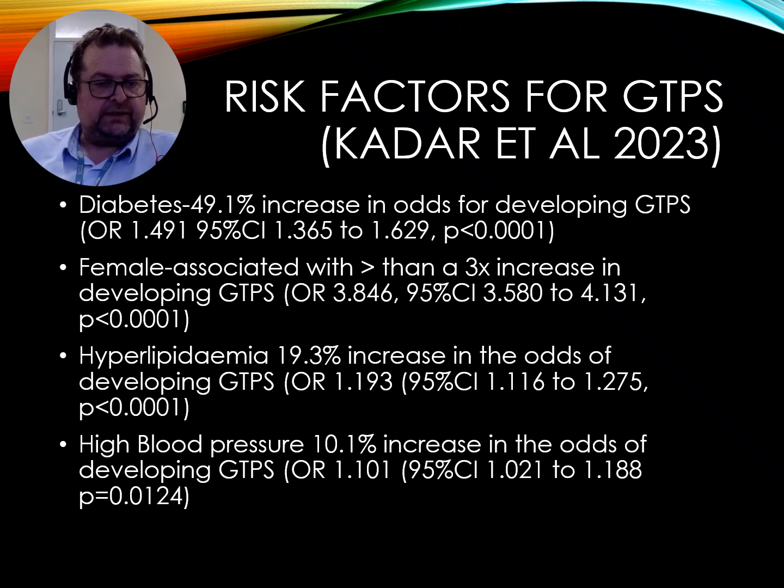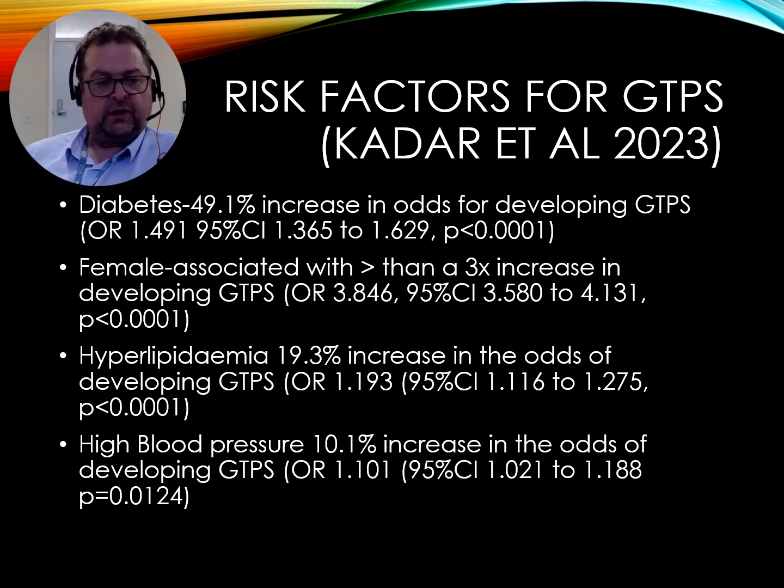What we can say is patients with diabetes have just over a 49% increase in odds for developing GTPS compared to those without. Likewise, people with high cholesterol have just over a 19% increase in odds of developing GTPS compared to patients with normal cholesterol. And then finally, patients with higher blood pressure have a 10% increase in the odds of developing GTPS compared to patients with normal blood pressure.